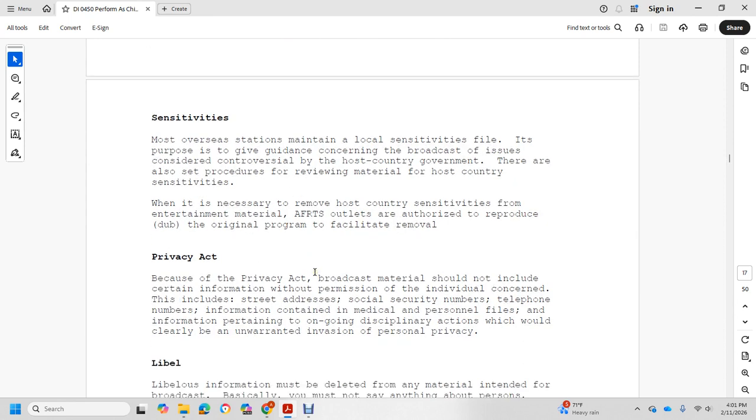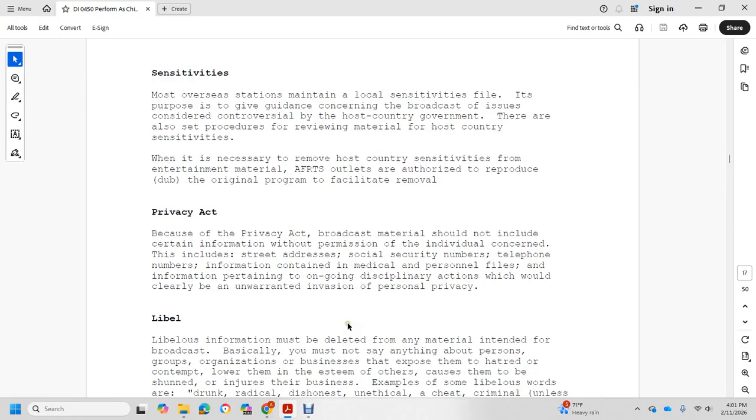Armed Forces Radio and Television Service outlets are authorized to reproduce a dub of the original program to facilitate removal of the material. Privacy. Because of the Privacy Act, broadcast material should not include certain information without permission of the individual concerned. This includes street addresses, social security numbers, telephone numbers, information contained in medical or personal files, and information pertaining to ongoing disciplinary actions, which would clearly be an unwarranted invasion of personal privacy.